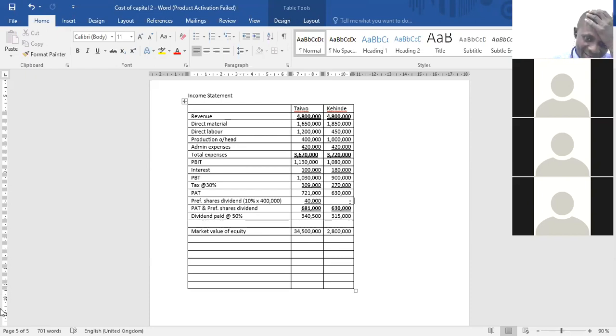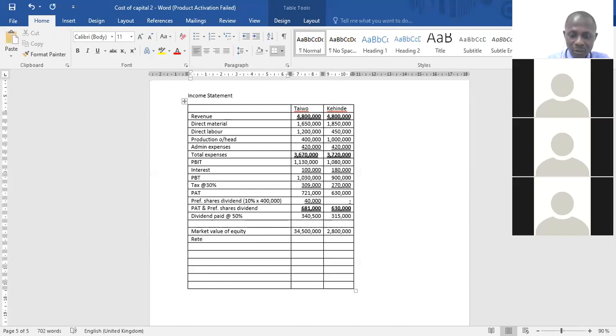Dividend is growing. How do I know that dividend is growing? I have my dividend payout ratio, Abi. My dividend payout ratio is 50%. It means the company is retaining 50%. Don't forget, if you want to use Gordon, growth is R times B. So B is the retention rate, the proportion of earnings retained. So if I pay 50% as dividend, it means I'm retaining 50%. So let me put it there.